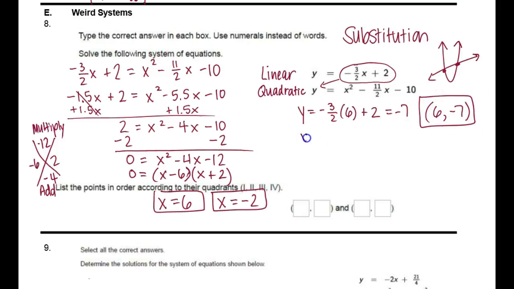Now let's substitute in negative 2. And when you do those operations, you should get positive 5. So that means our second intersection point is negative 2 comma positive 5.